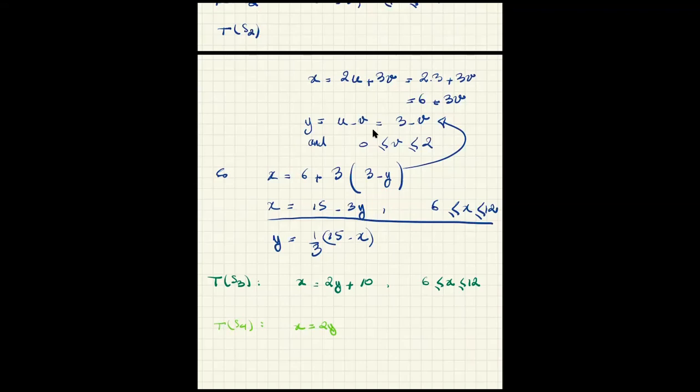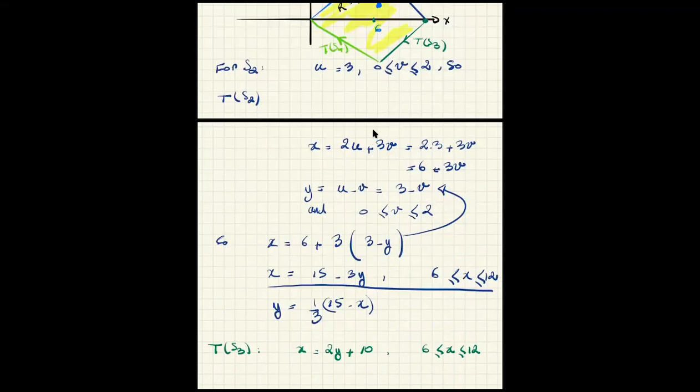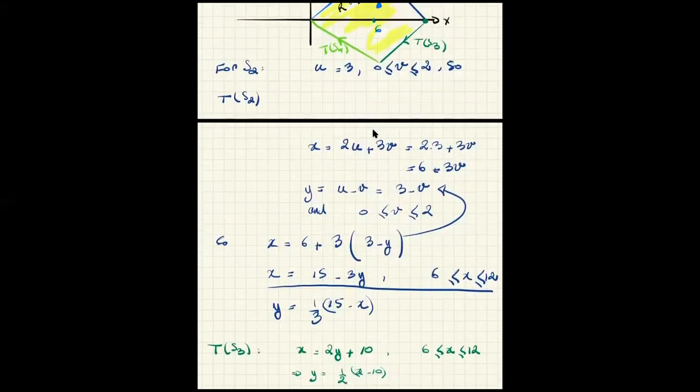But I'll let you do TS4. It's not that hard. But you're supposed to get this. This is true. You're supposed to get this line because this means that y is equal to (x minus 10) over 2. So it's a positive thing. So it's not TS4 either. Okay. I can do it, but it's going to take some time.